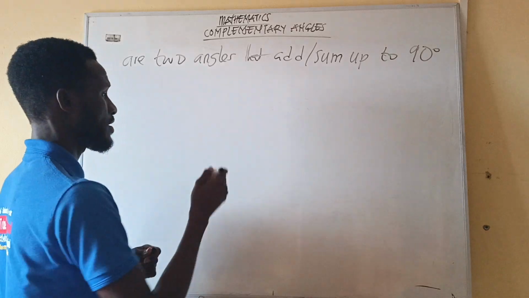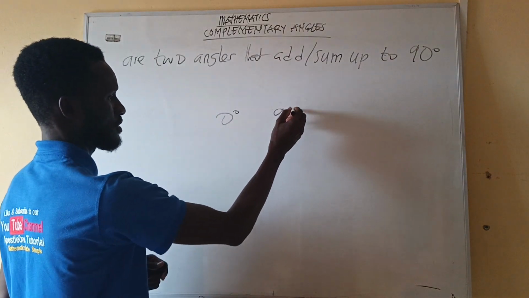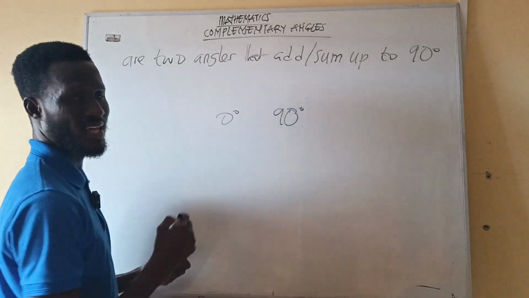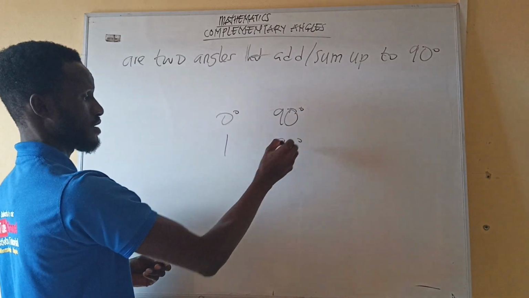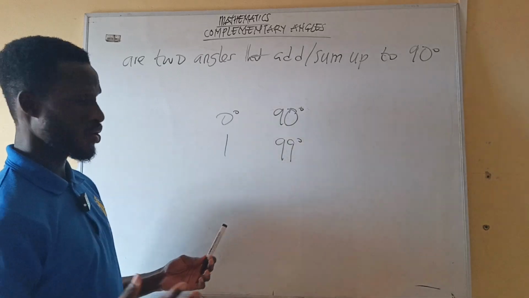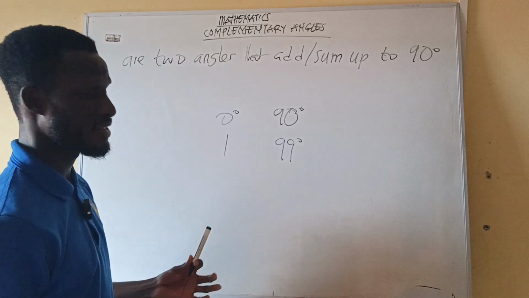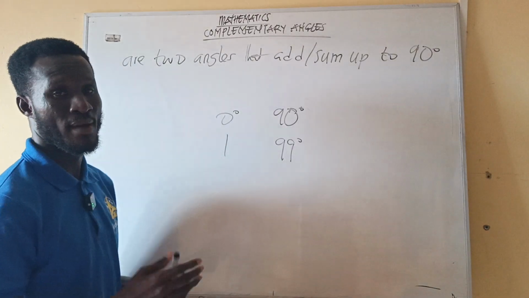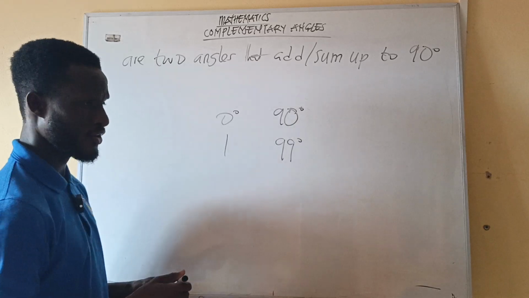So let's talk about some angles that add up to 90 degrees. I can consider 0 degrees and 90 degrees. These are complementary angles. Now, 1 and 89 degrees, complementary angles. Why? Because when I add 0 to 90 degrees, I get 90. If I add 1 to 89, I get 90 degrees. And these angles are complementary angles.